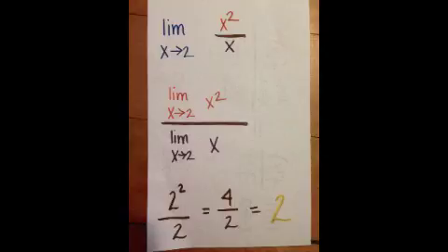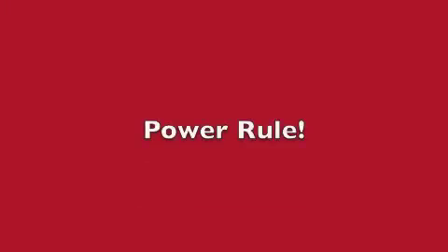The limit as x approaches 2 of x squared over x. So x squared and x are both individual functions, so what we can do is take their individual limits. So do the limit as x approaches 2 of x squared over the limit as x approaches 2 of x. Then we can just plug in 2 squared over 2 equals 4 over 2 equals 2.